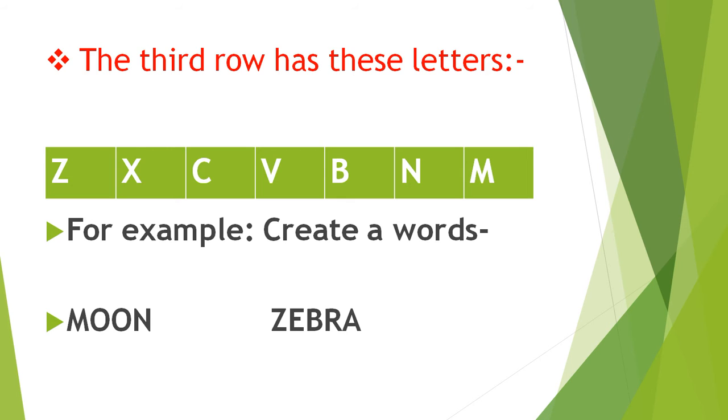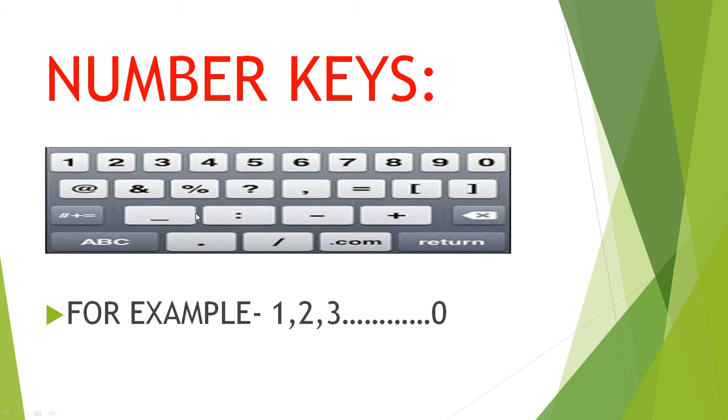Okay. Next topic is number keys. Some keys have numbers on them. They are called number keys. The numbers on the number keys are 1 to 0. 1 to 0 is the number keys.